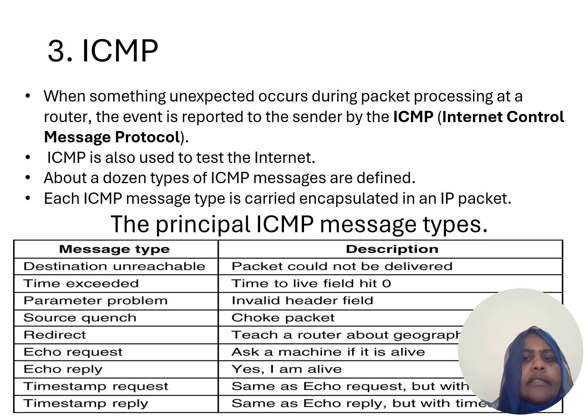Time exceeded is when the time to live field hits 0. This message is sent to the source telling them that the packet is discarded. Parameter problem is when an invalid packet header field occurs. Source quench is sent to the source when there is a traffic jam or congestion on the way. Redirect is to teach the router about the geography of the network and to find a better path.